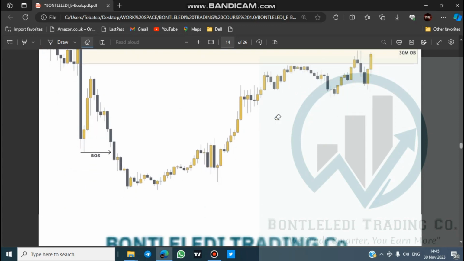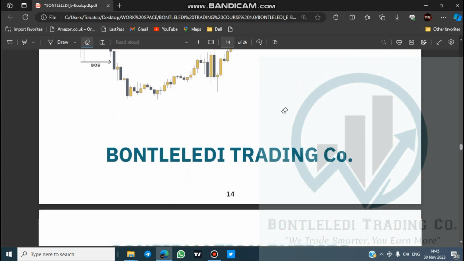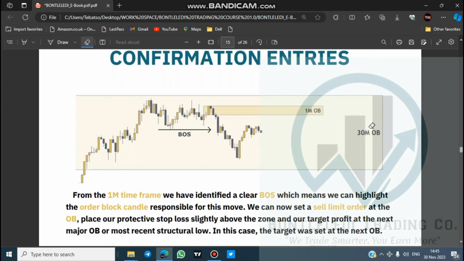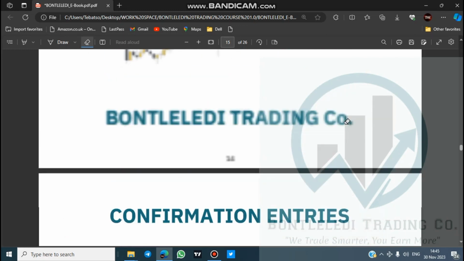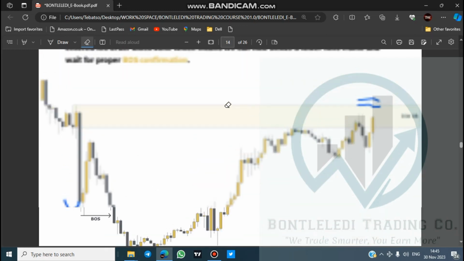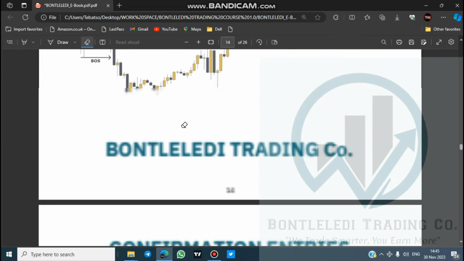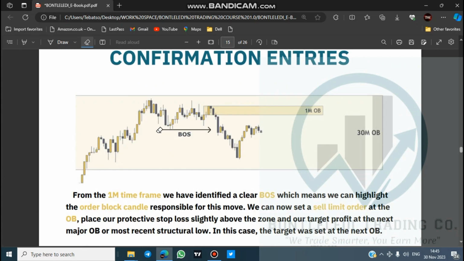Awesome. So once you've identified that, let's quickly go and confirm it. From the 30 minutes time frame, you see this is the 30 minutes order block. Look at this, you see this highlighted rectangle, this area over here. It's your order block in the 30 minutes time frame. You see this one. Remember, you're looking for what?